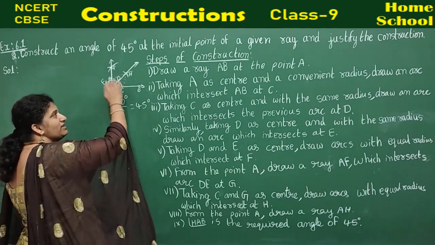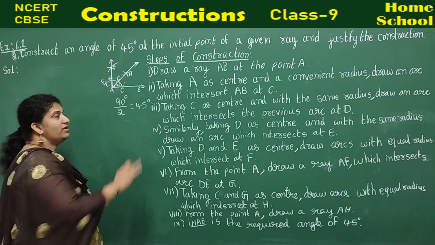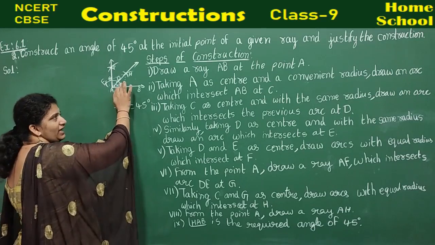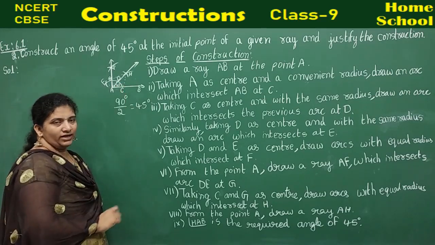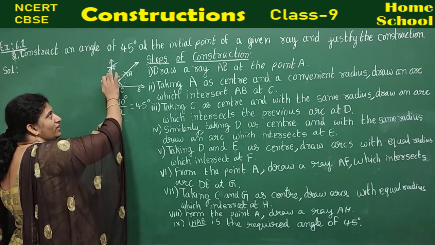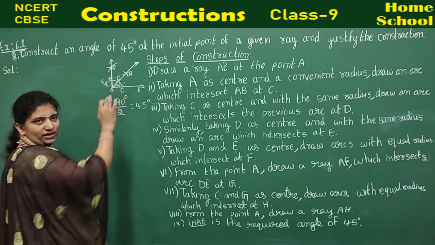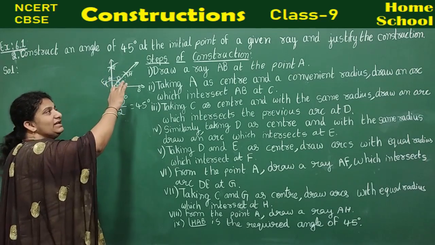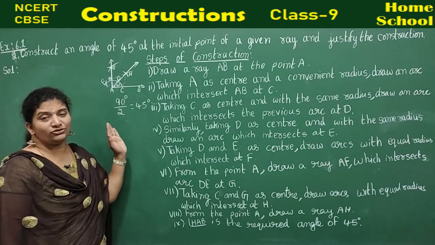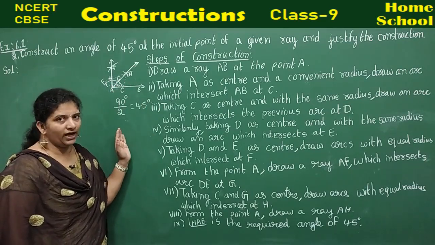If these two angles are equal, what can I say? This is half of this angle. Only this angle if you consider, both the angles are equal. Then half of the big angle is this one. That is, this angle is 90. Half of 90 is 45 degrees. By drawing a rough figure, you got the idea.